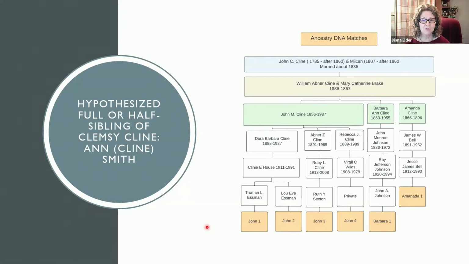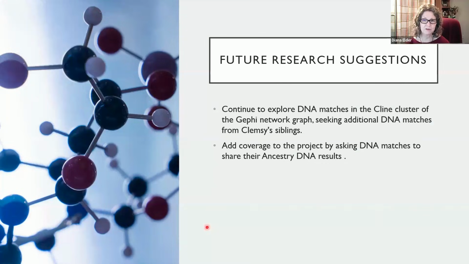But of course, with genetic genealogy, we want to further our hypotheses. We want to really feel like we're coming to really good proof. And so in my future research suggestions, I had put to continue to explore DNA matches in the Cline cluster of the Gephi network graph, seeking additional DNA matches from Clemsy's siblings, and then add coverage to the project by asking DNA matches to share their ancestry DNA results.